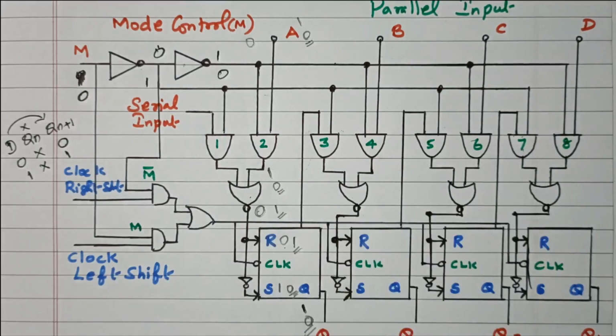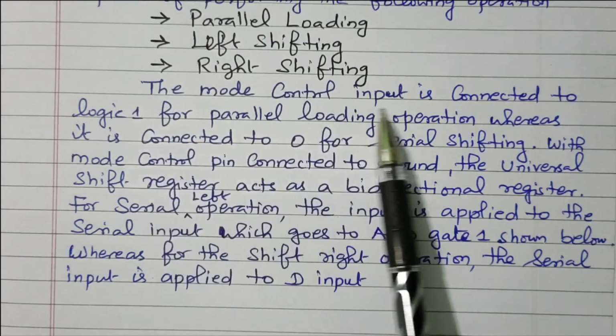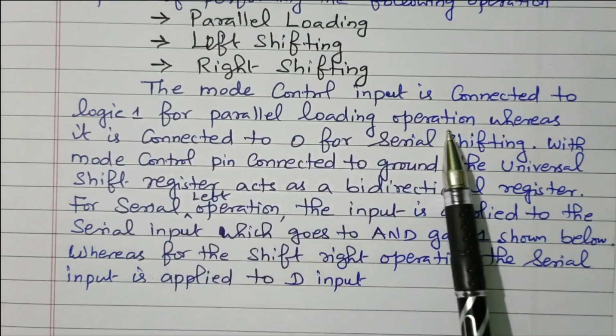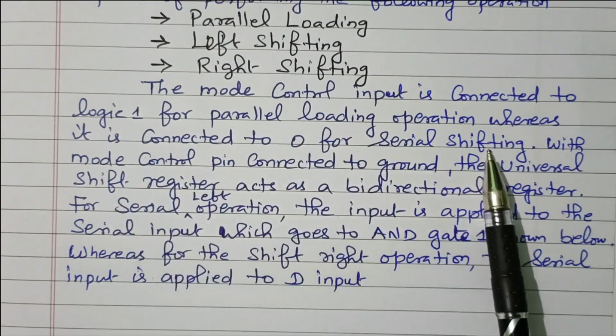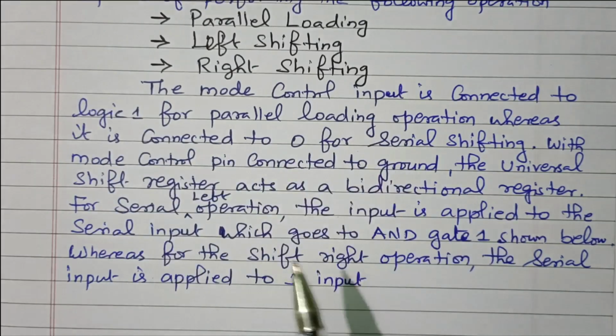So in this video, we discussed the universal shift register performing three different operations: parallel loading, shift right, and shift left. Now we'll see the description available. So what we discussed is available. The mode control input is connected to logic 1 for parallel loading operation, whereas it is connected to 0 for serial shifting, right? 1 for parallel loading, 0 for serial shifting.